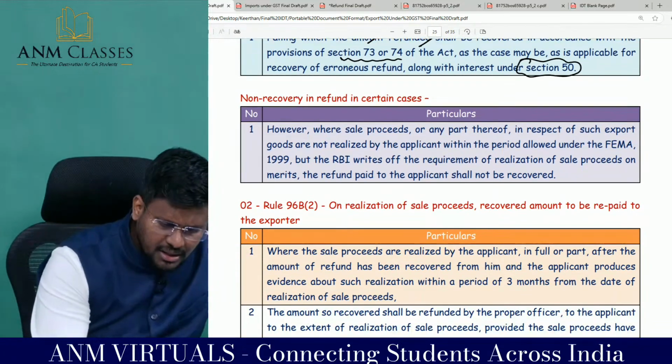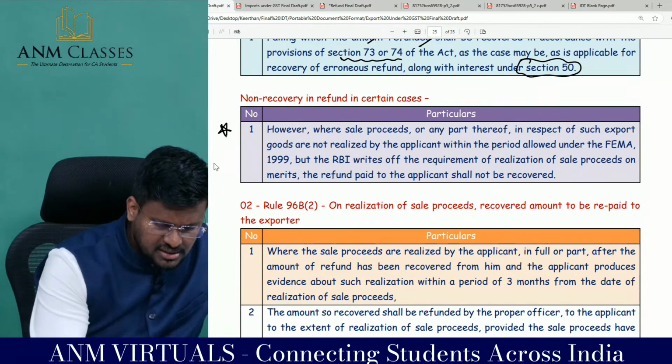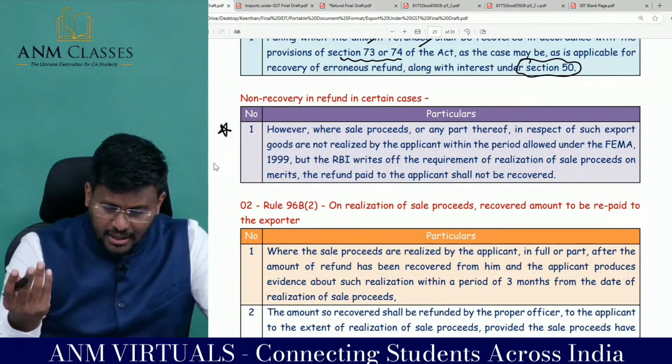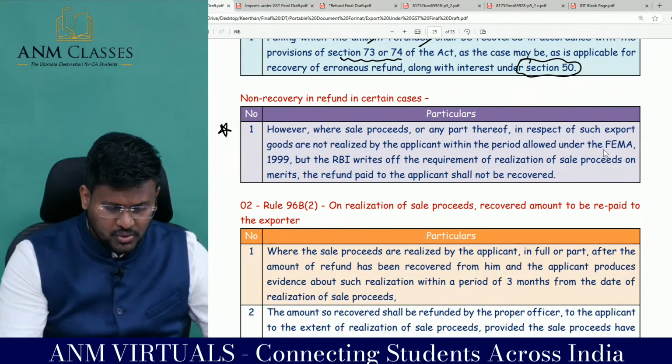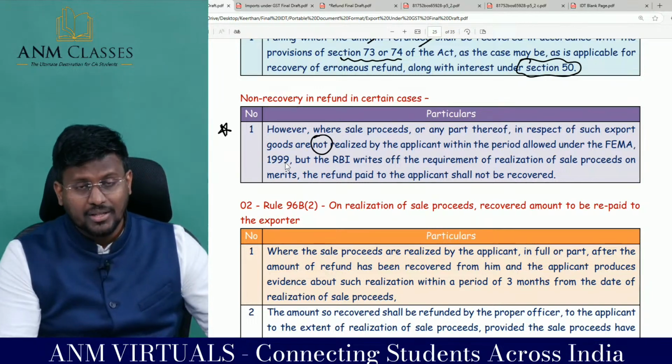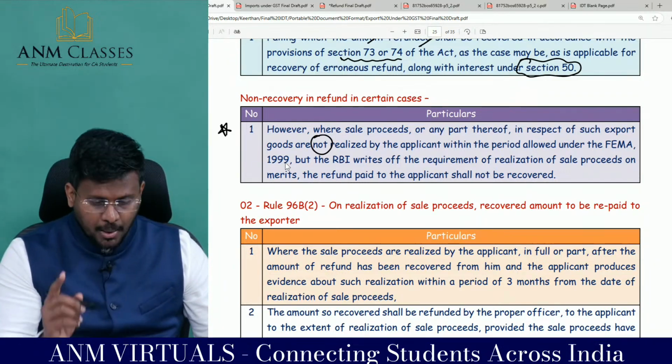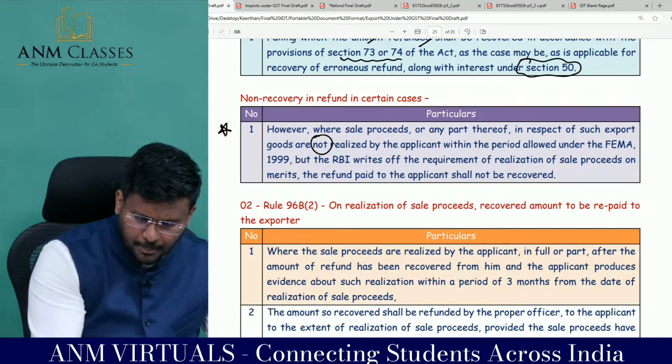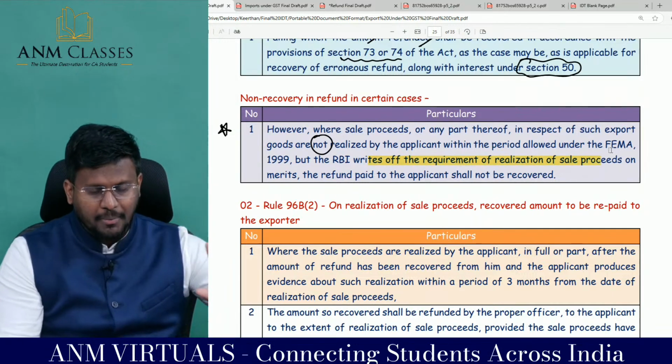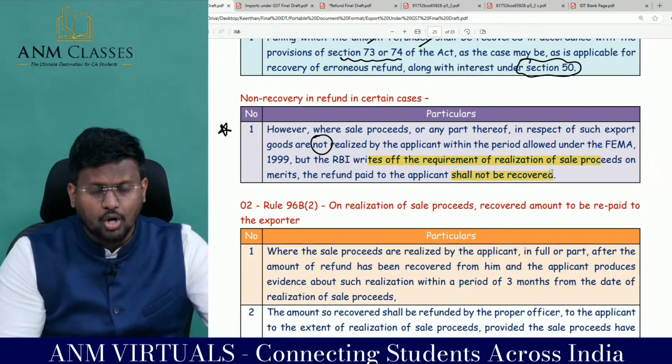Non-recovery of refund in certain cases. However, where sale proceeds or any part thereof in respect of such export goods are not realized by the applicant within the period allowed under FEMA, but the RBI writes off the requirement of realization of sale proceeds on merits, the refund paid to the applicant shall not be recovered.